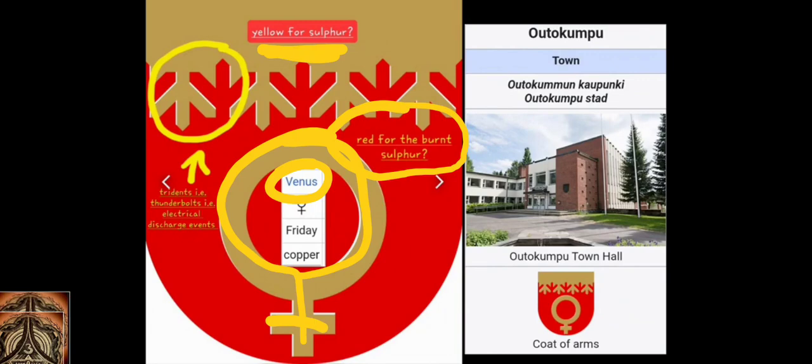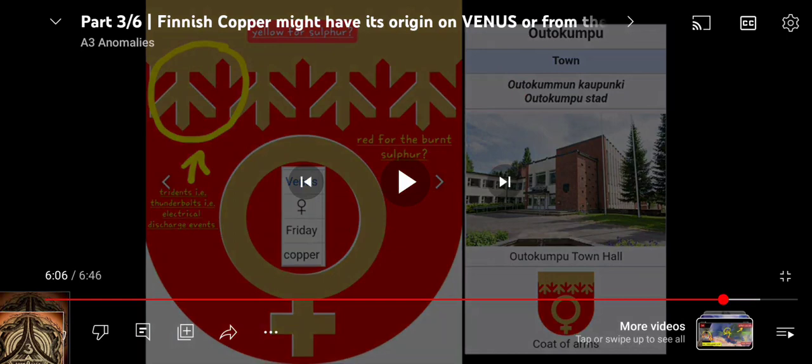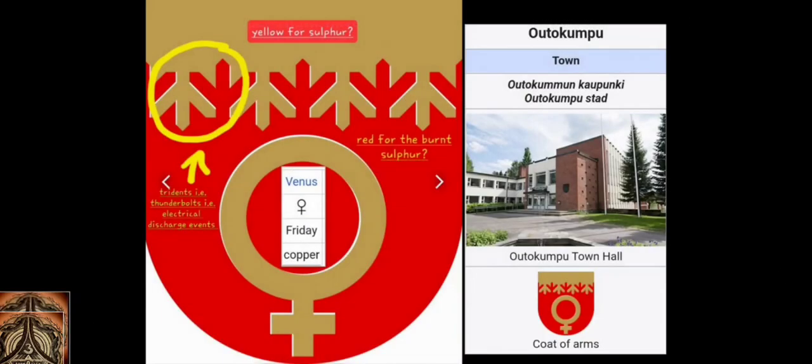So, my claim that Finnish copper might have its origin on Venus or in the interaction with it, or with some other planetary body. Mars? I don't know. This is what I try to figure out. Copper is many times mentioned in the Kalevala. Brimstone is mentioned many times in the Bible. Brimstone is sulfur.